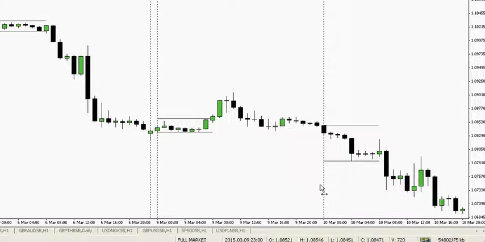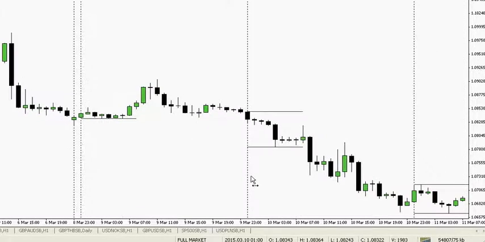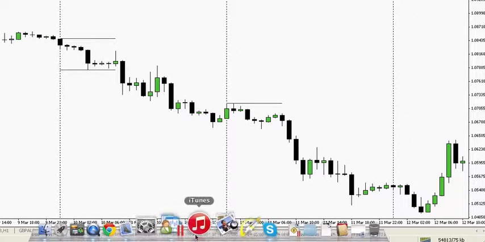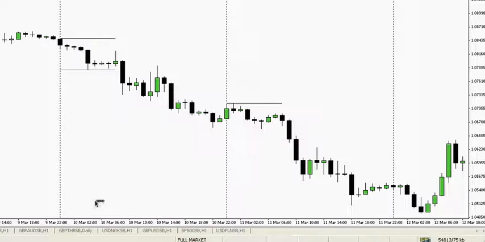So let's go forward a little bit more and give you a few more examples. Now, obviously, when price trends, you win really big with this. When price ranges, you have big losing days. That's something you need to be aware of if you're interested in this.